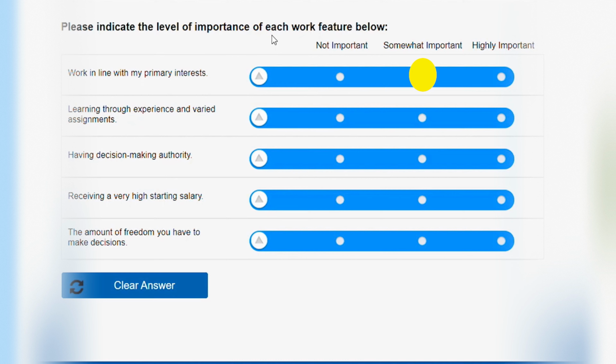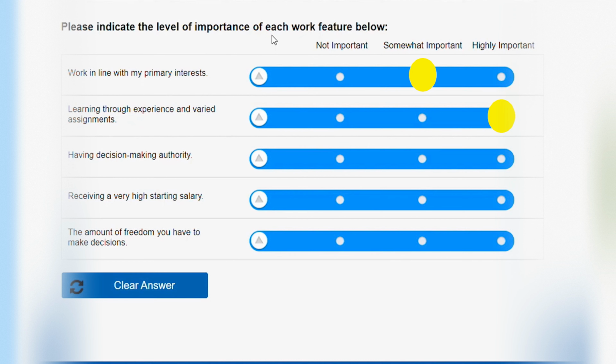Learning through experience and varied assignments. This could be highly important, because in P&G they constantly change your assignments every 2 to 3 years. And the expectation is for you to learn different areas of your function. So for instance, in case of finance, it would be corporate accounting, sales finance, logistics finance, financial analysis, and so on and so forth.